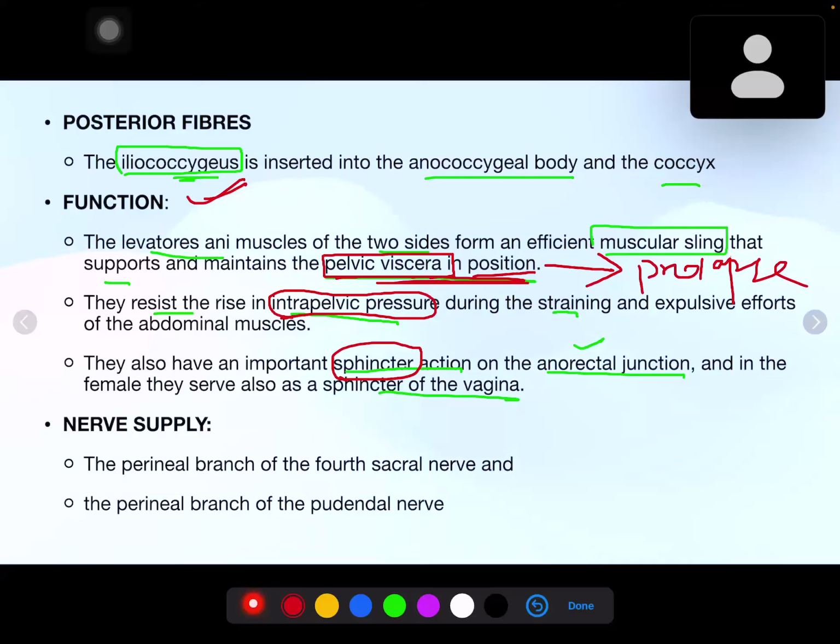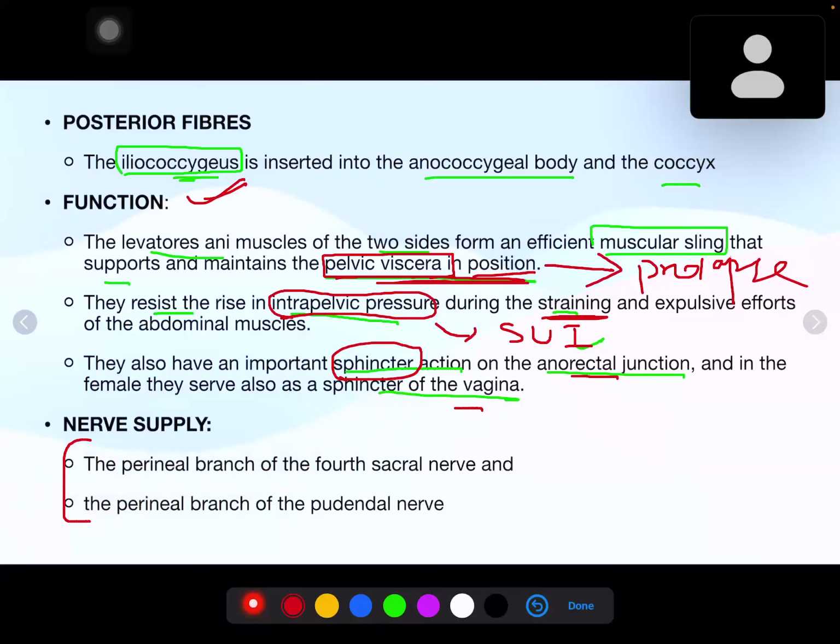Okay, and then again, the intrapelvic pressure during straining, it is resisting. So what happens if the levator ani muscle is destroyed? Then it would lead to stress urinary incontinence. Whenever there is an increase in intra-abdominal pressure, there would be leakage of urine, and the sphincter action on the anorectal junction and the vagina is affected as well.